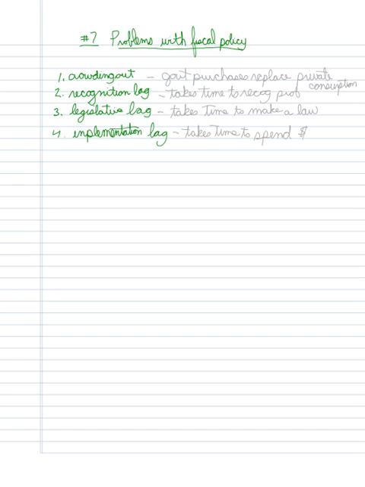Now, some of these only exist with discretionary fiscal policy. But the first one, crowding out, exists with any kind of fiscal policy. Crowding out occurs when government purchases replace private consumption.